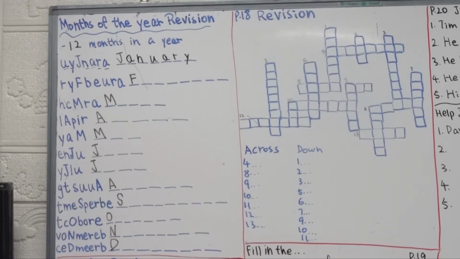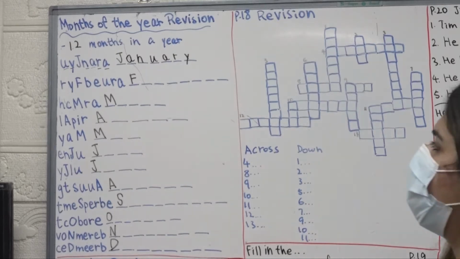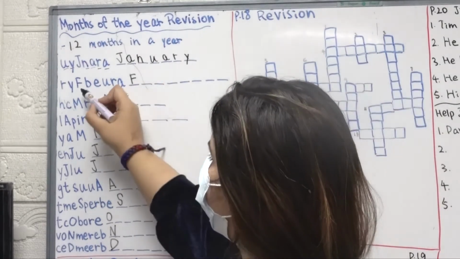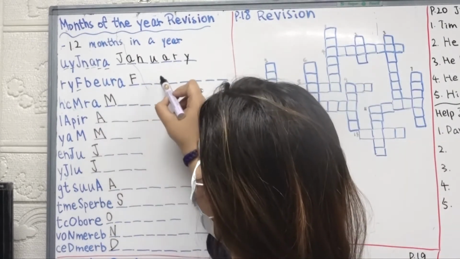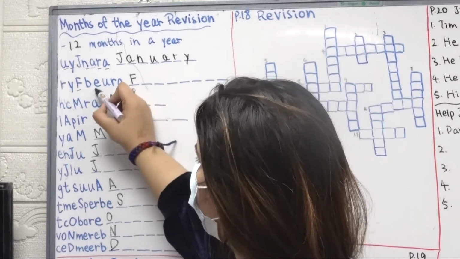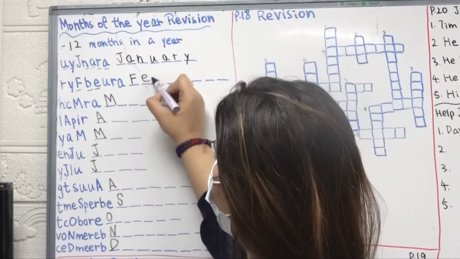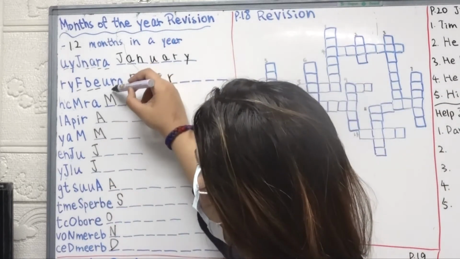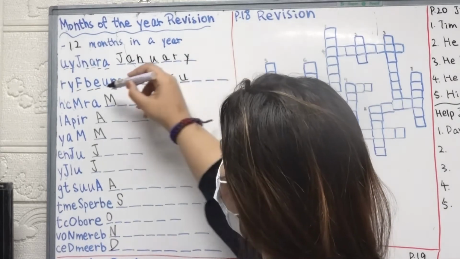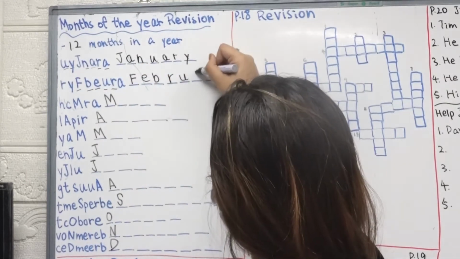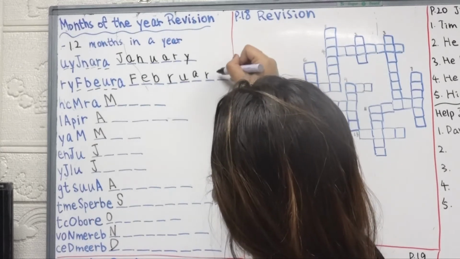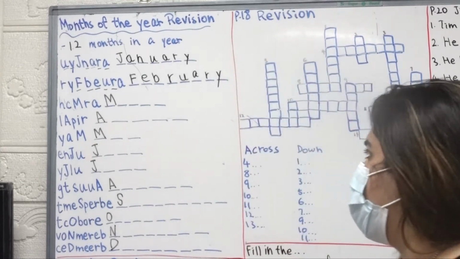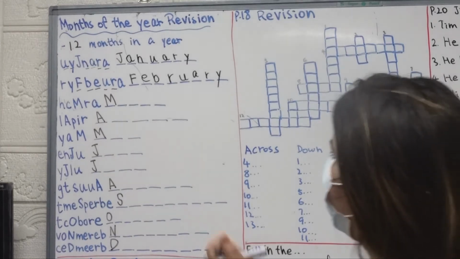Next one. So after January, which month comes after January? The second month of the year is February, right? February. So how do we spell that? F, and then, so F is done, right? F-E-B. Yes, if you remember. And then R, U, A, R, Y. Okay, F-E-B-R-U-A-R-Y.